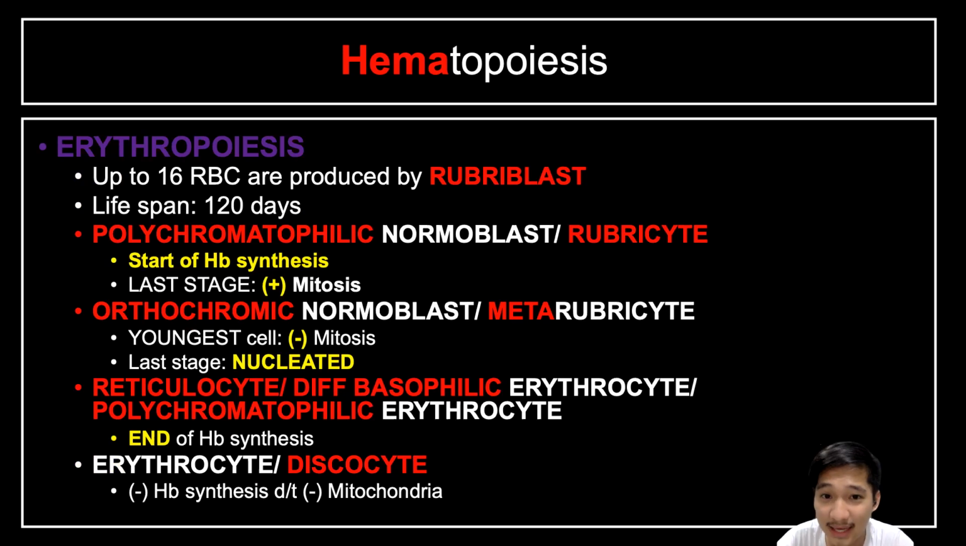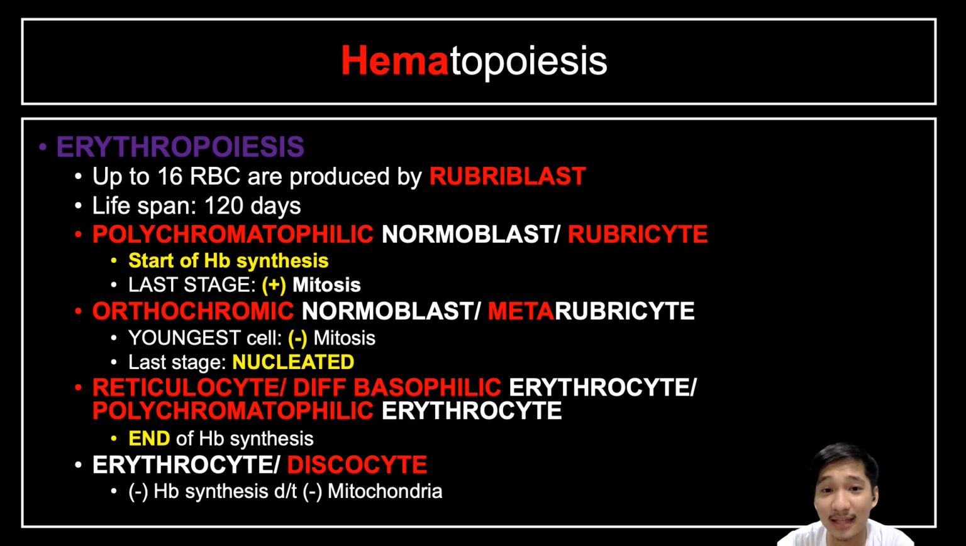We have the rubriblast, or the normoblast, and then go to the polychromatophilic normoblast, or the rubricyte, and third would be the orthochromic normoblast, or the metarubricyte. Meta means after the rubricyte. And then the reticulocyte, or the diffusely basophilic erythrocyte, also called the polychromatophilic erythrocyte. And lastly, the mature cell, which is the erythrocyte, or discocyte, also known as normocyte.